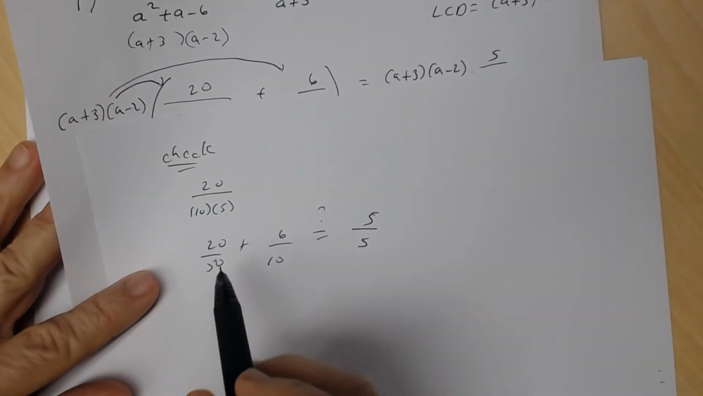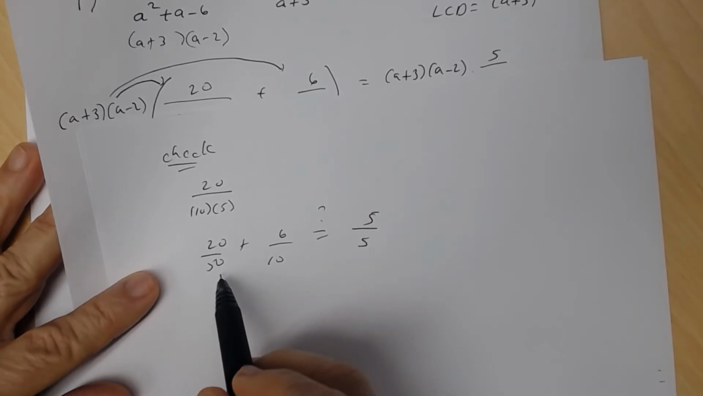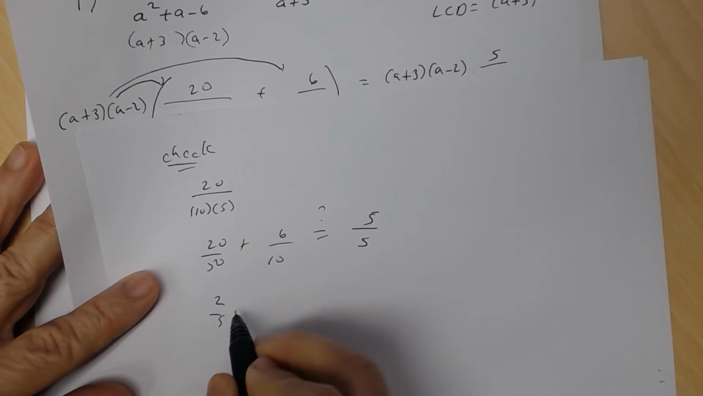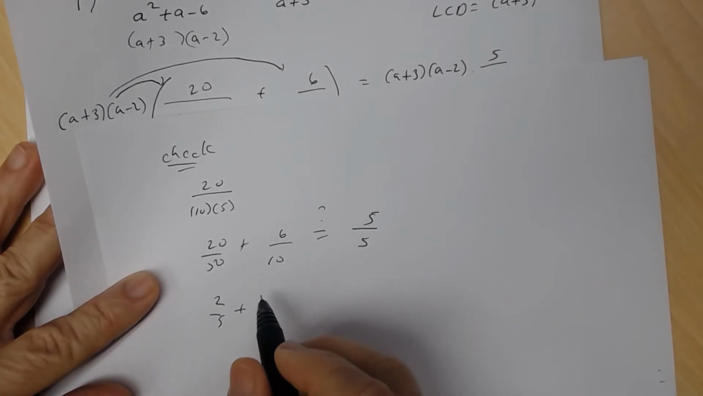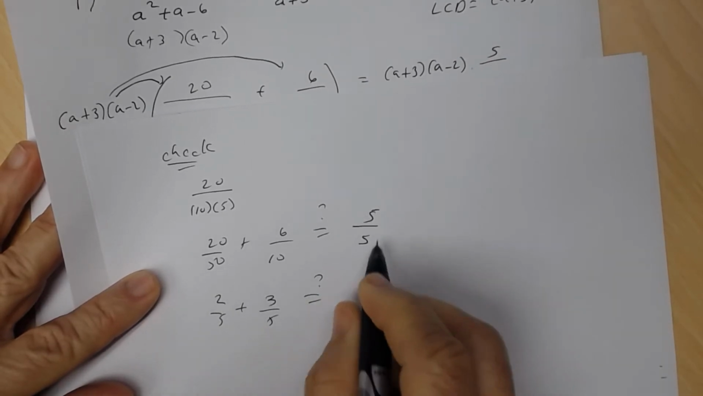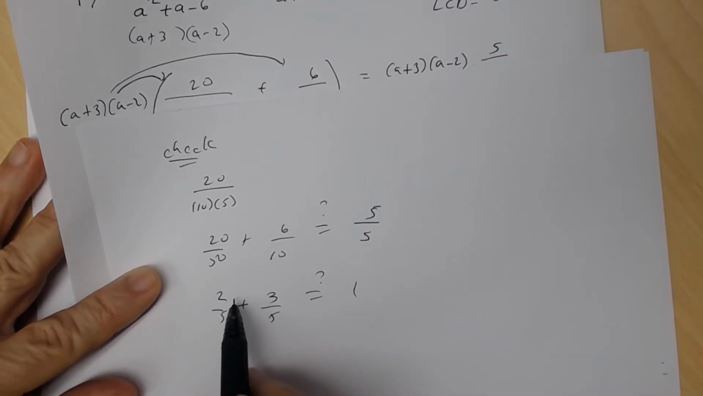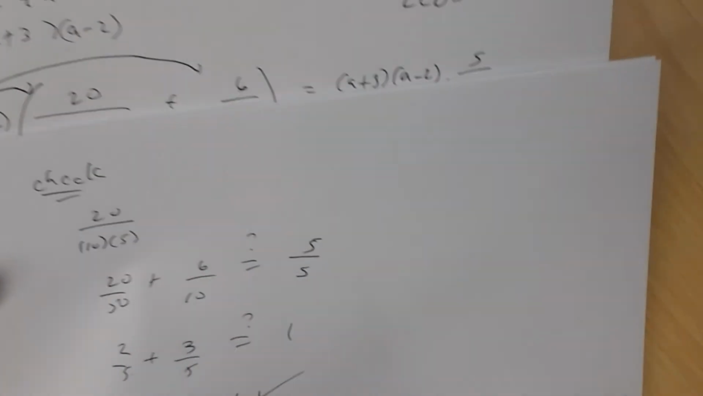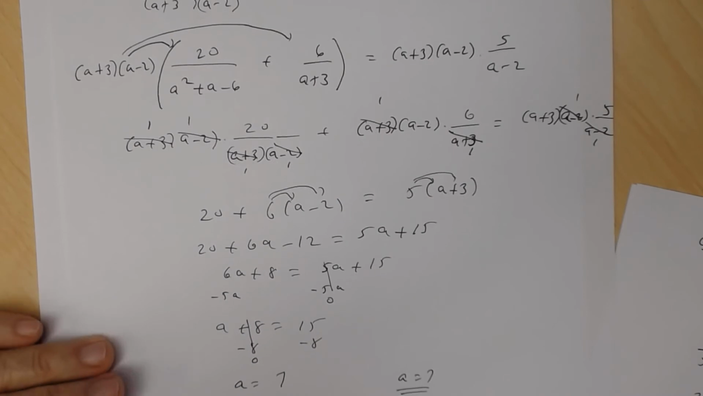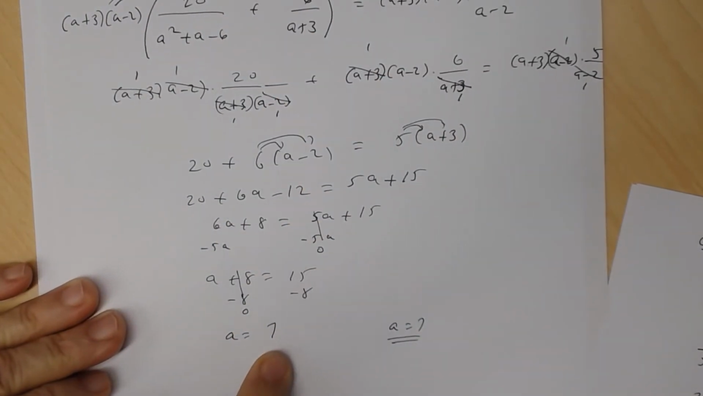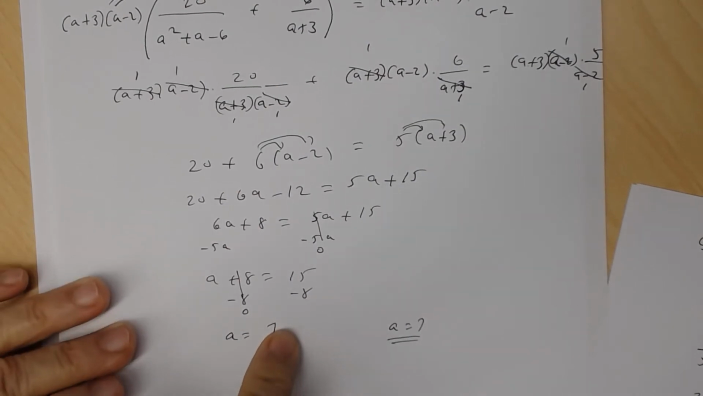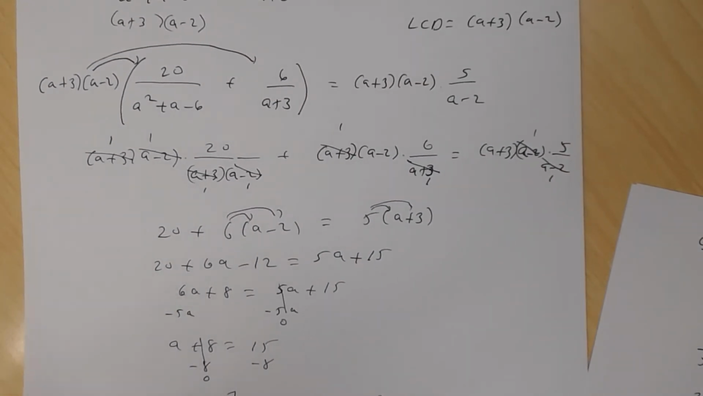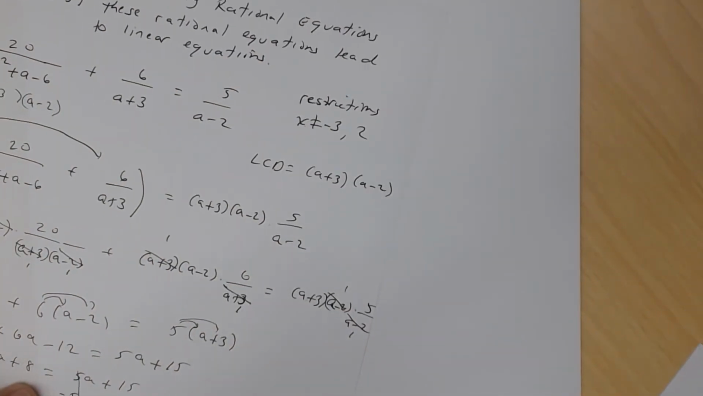All right, so let's go on this side. Let's reduce here. 20 over 50 is 2/5, plus 6/10 reduced is 3/5, and then that's just 1, right? 5 divided by 5 is 1. Now look at this. 2/5 plus 3/5, the denominator is already the same, so I just add the numerators. So I get 5 over 5, and 5 over 5 is equal to 1. So 7 is a solution. So that's number 1. That's how you do number 1. Notice it is pretty involved. There's a lot of stuff you have to do. All right, let's get to the next example, number 2. Let's solve this equation.